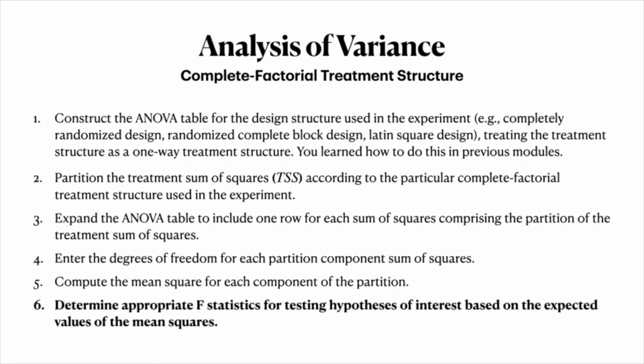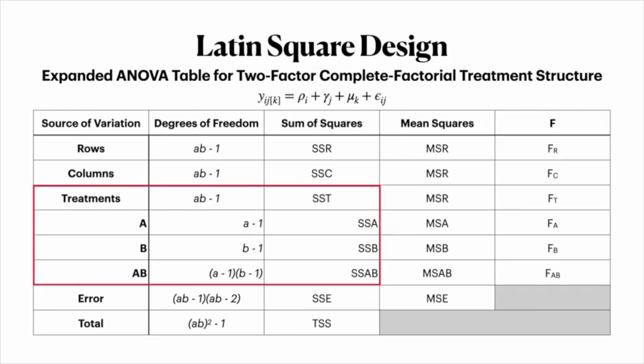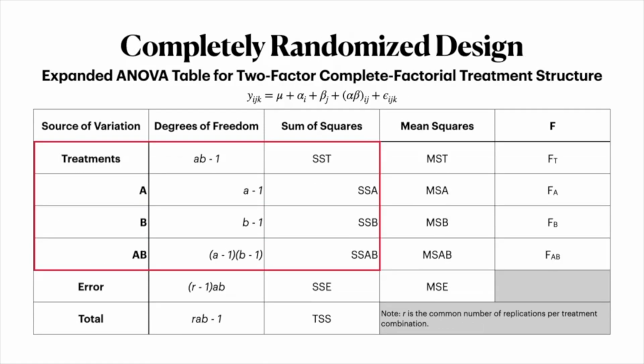Now, the last step in the process is to determine appropriate F statistics for testing hypotheses of interest based on the expected values of the mean squares. Now, what do I mean when I say determine appropriate F statistics? Well, what I mean by that is we want to construct F statistics that test the hypotheses that we're actually interested in. Let me go back to, let's say, the completely randomized design where we have the expanded ANOVA table.